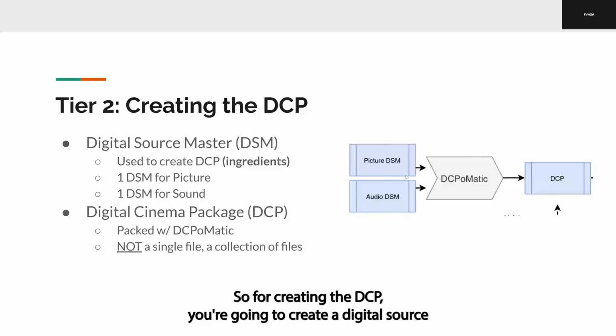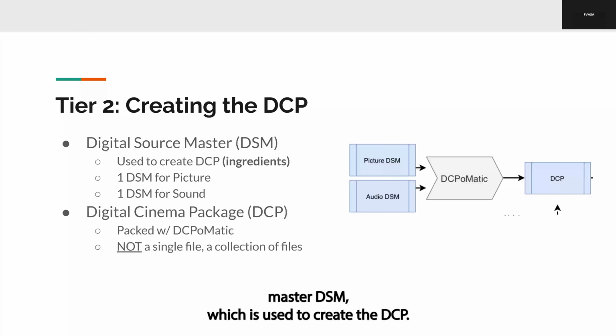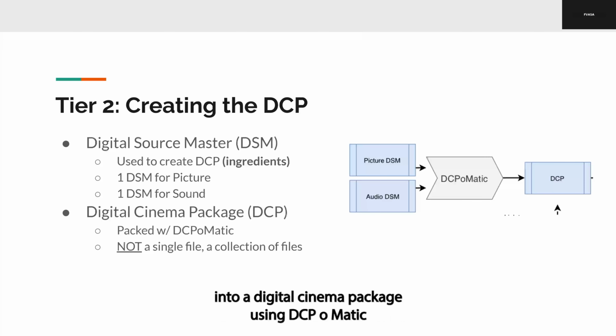So for creating the DCP, you're going to create a digital source master, DSM, which is used to create the DCP. Like I said, it's one DSM for pictures and one DSM for sound. And then once you have those, you're going to smash them together into a digital cinema package using DCP-o-matic. It is not a single file, but a collection of files. It's kind of like a folder for all of your stuff.